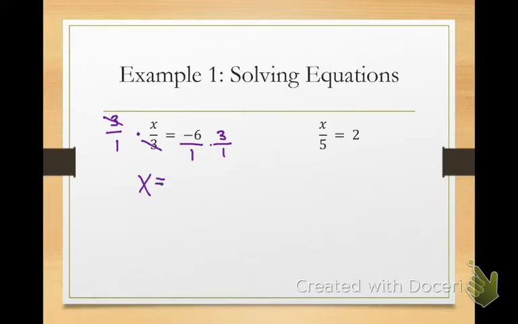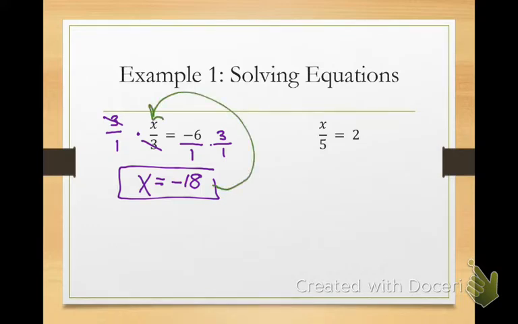Negative 18. Negative 6 times 3 is negative 18. All right, now we can check our answer. We can check it by plugging it back into the original equation for x. Your homework is going to call for checking.